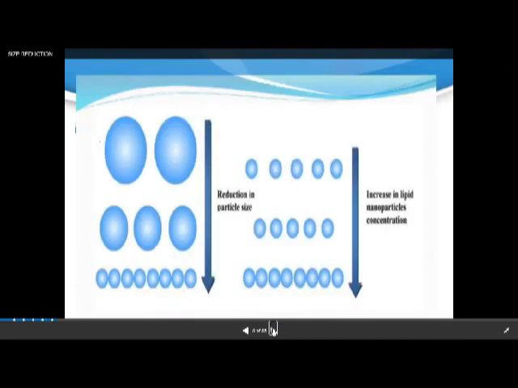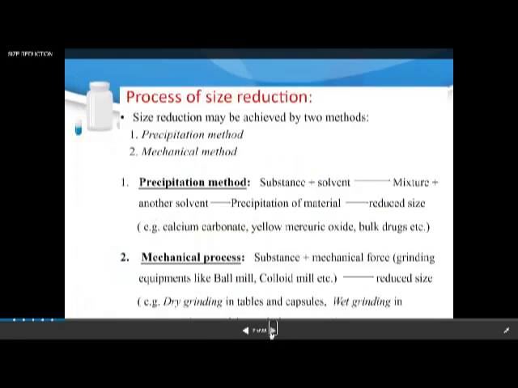Now see here, you can see in the diagram this is the larger size particle. These larger size particles are going to be reduced into smaller size particles, and these smaller particles can also be reduced into very fine or nano size particles. This process of size reduction we can achieve by two methods. First is the precipitation method, and the second one is the mechanical method.